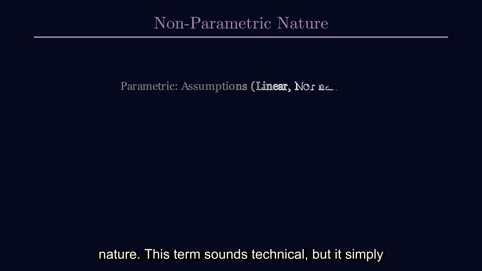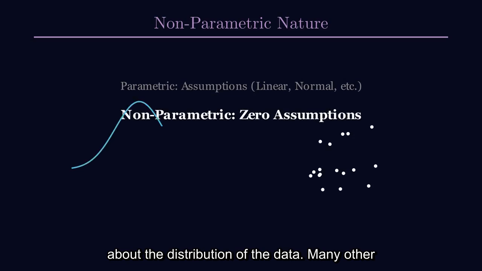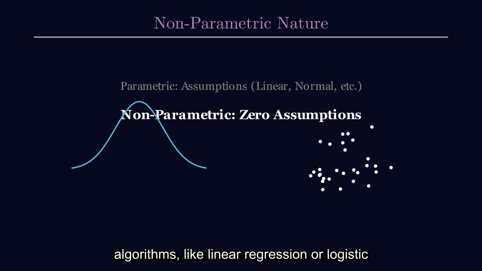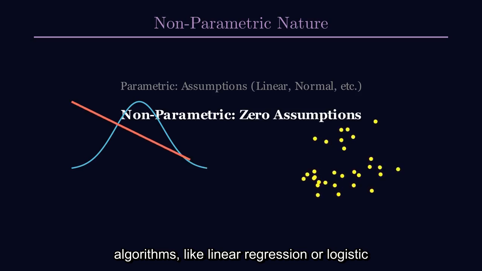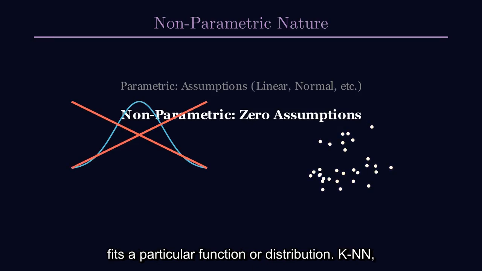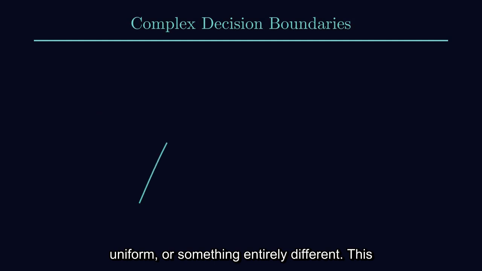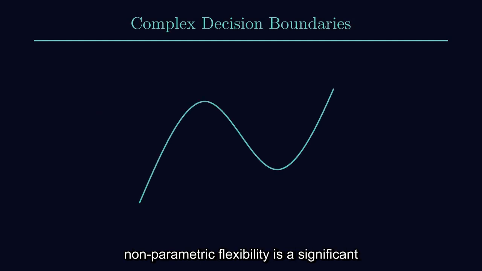One of the defining characteristics of KNN is its non-parametric nature. This term sounds technical, but it simply means that KNN makes no underlying assumptions about the distribution of the data. Many other algorithms, like linear regression or logistic regression, are parametric. They assume your data fits a particular function or distribution. KNN, however, doesn't care if your data is Gaussian, uniform, or something entirely different.